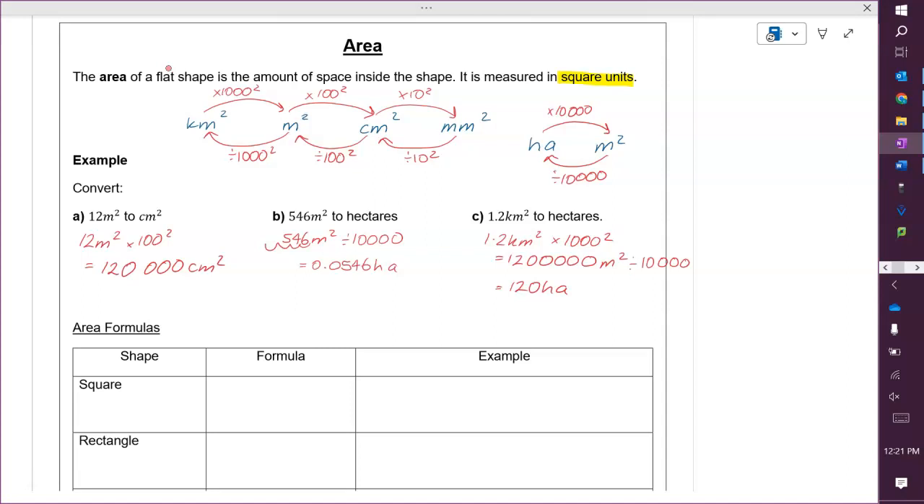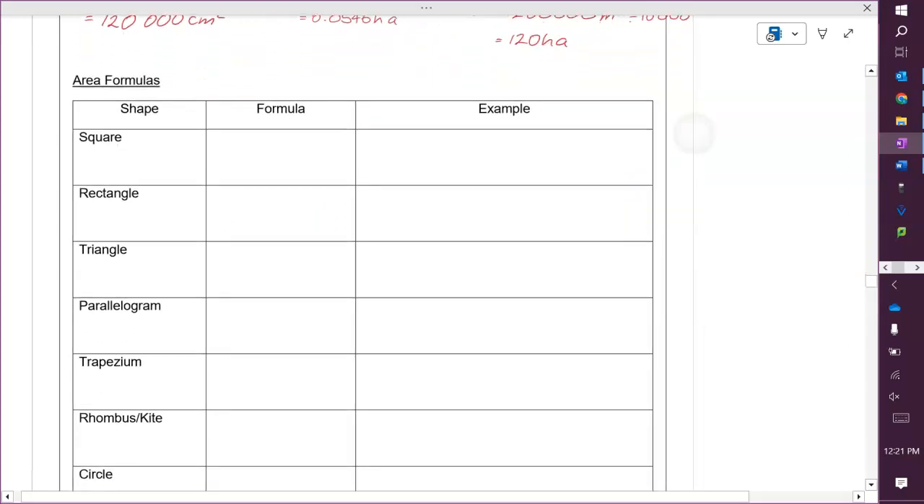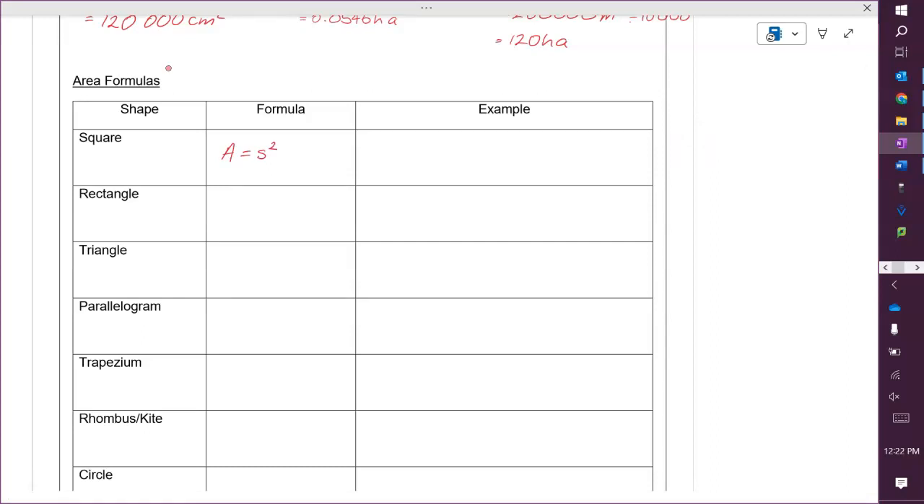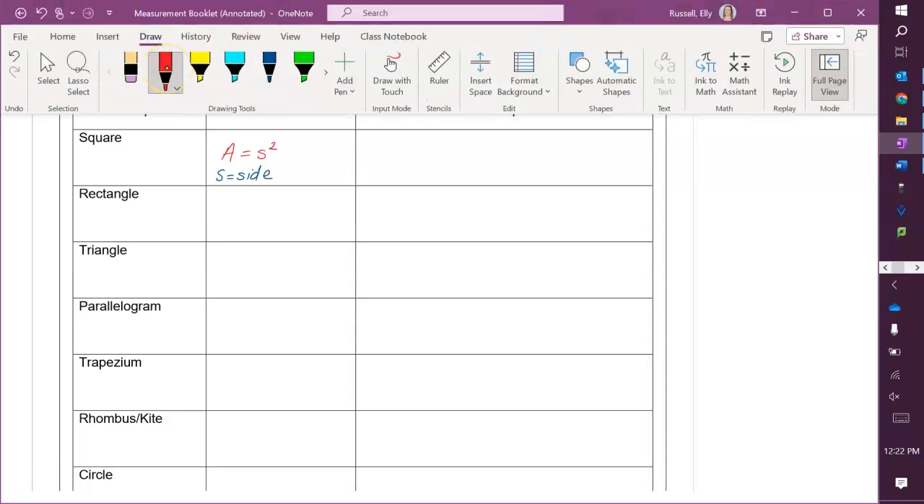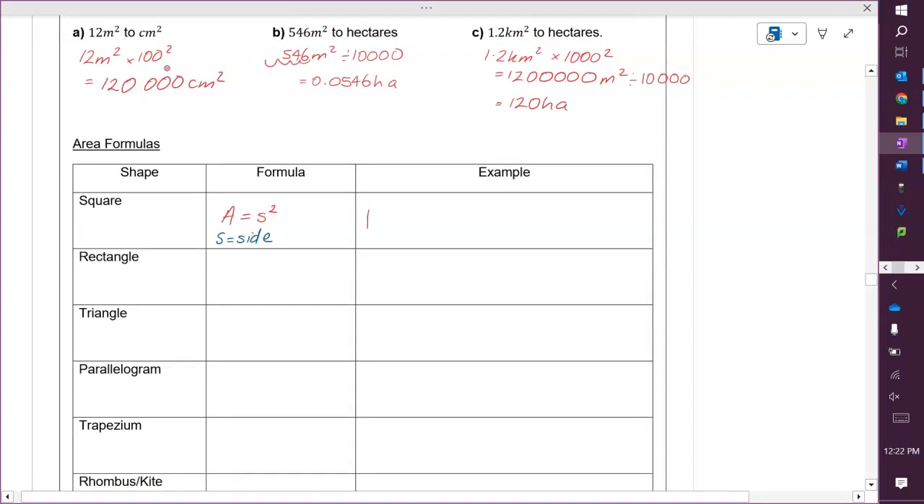What we're going to do in the table below is just fill in the shapes, the formula, and an example. So the formula for the area of a square is S squared. So S is for side. And our example, we think if we've got a square depicted with each of those, and we say one side is 7 centimetres, our area is side squared, so 7 squared, which becomes 49 centimetres squared. And we always put the units on the end here.